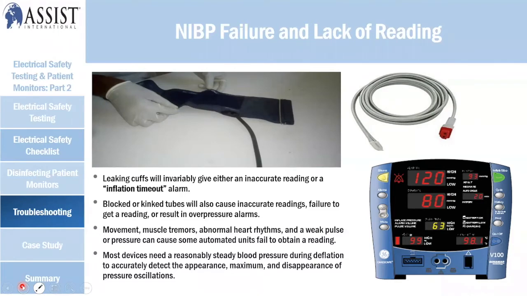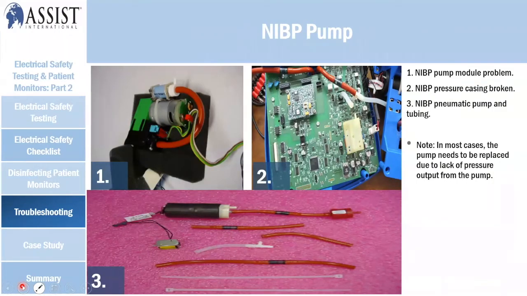So NIBP pump module problem. That's one of the common things that you're going to see. These are wear and tear parts. Eventually, you need to replace the pump and calibrate the device. Some of the failures: NIBP pressure casing broken, NIBP pneumatic pump and tubing leak, or the pneumatic pump fails. So you can see number one, NIBP module pump problem, and NIBP pressure casing broken. These need to be replaced because they are totally broken. The pump, pressure casing, pneumatic pump and tubing, you can replace them actually. Like the pneumatic valve, you can buy.